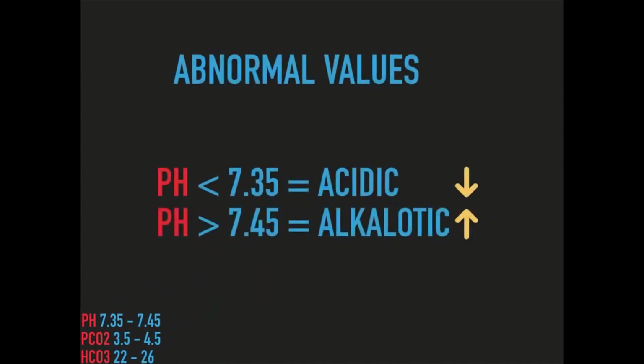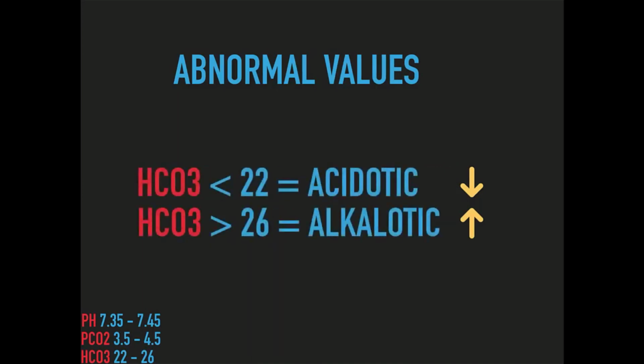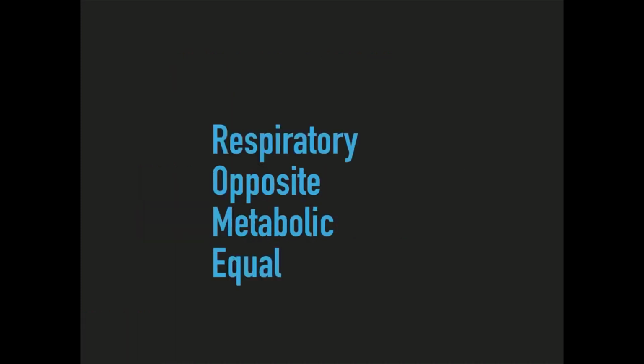In physiological terms, anything below a pH of 7.35 we consider acidotic. Above 7.45 we consider alkalotic. When looking at PCO2, below 3.5 we tend to think alkalosis, and above 4.5 we tend to think the patient is a little acidotic. For bicarbonate, if this level is below 22, we consider them acidotic. Greater than 26, alkalotic.